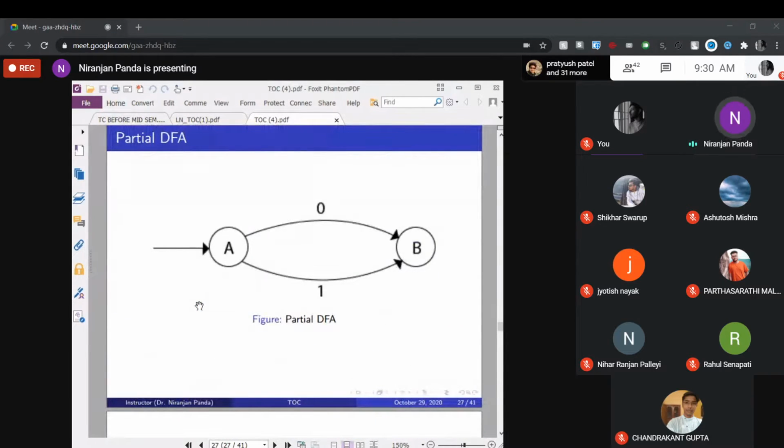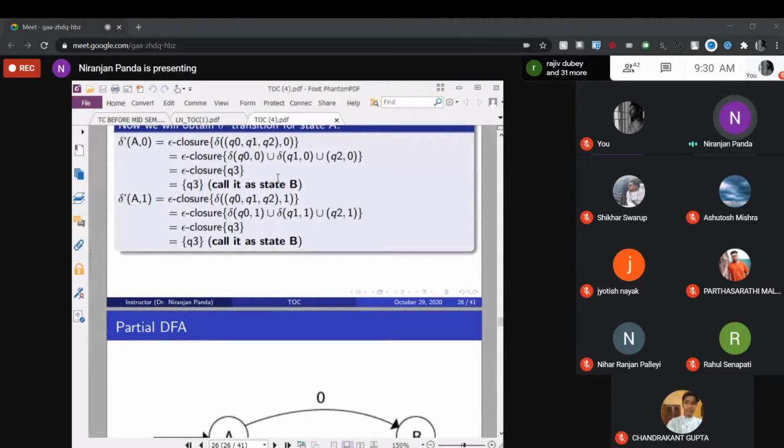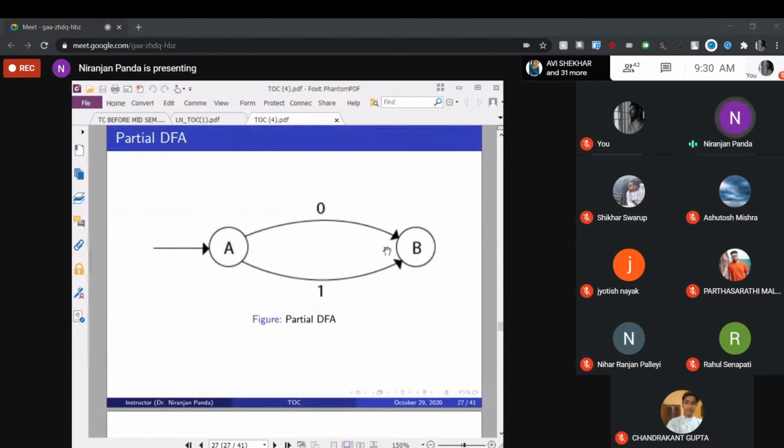And whatever I found out, I am designing with a DFA, which is a partial one, an incomplete DFA. That is, I got a state A, with a 0 I am going to this B, with a 1 I am going to this B. Is it visible? Can you understand this?